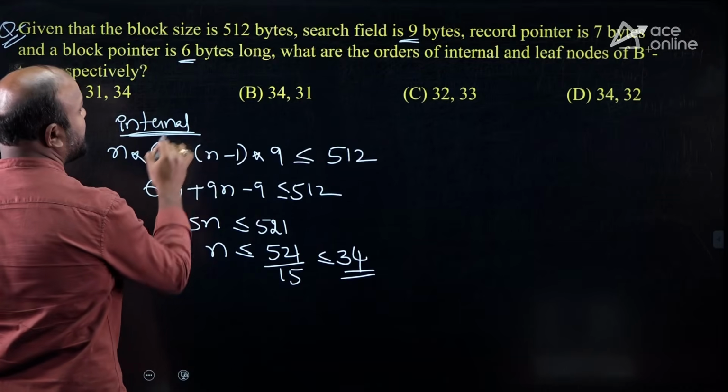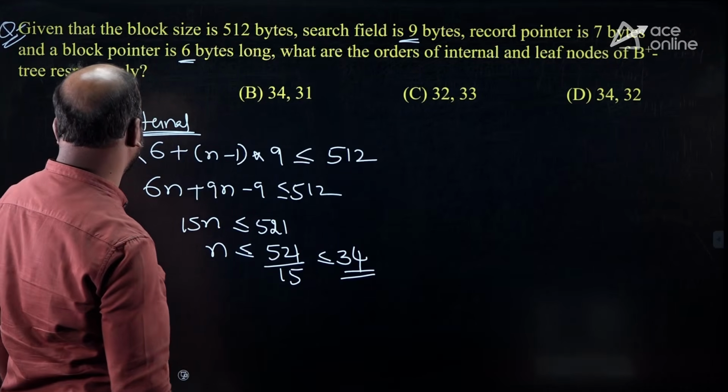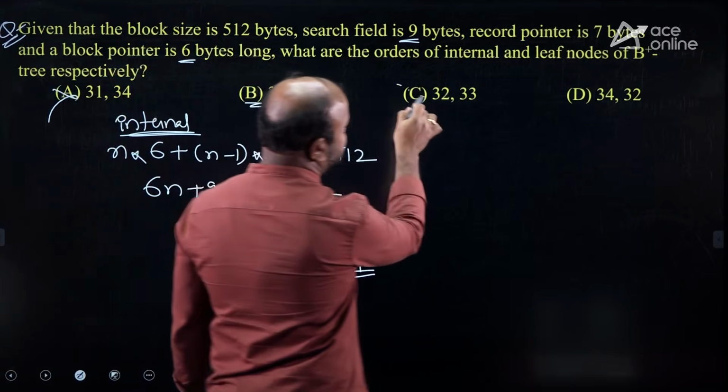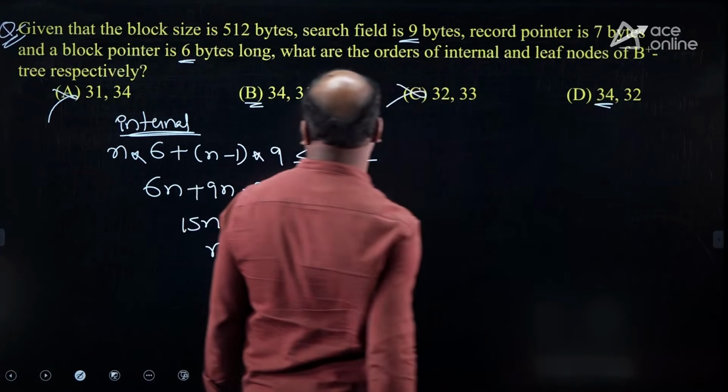The question is about internal and leaf. First, internal is 34, so option A is wrong, option C is wrong. Okay, for leaf we have to look.